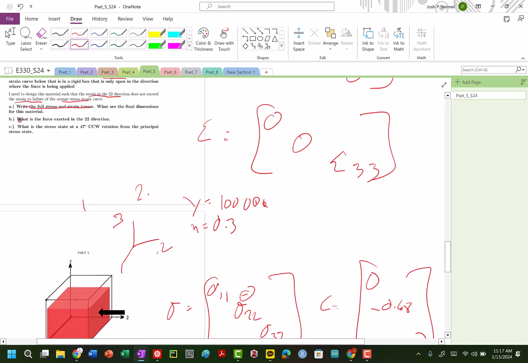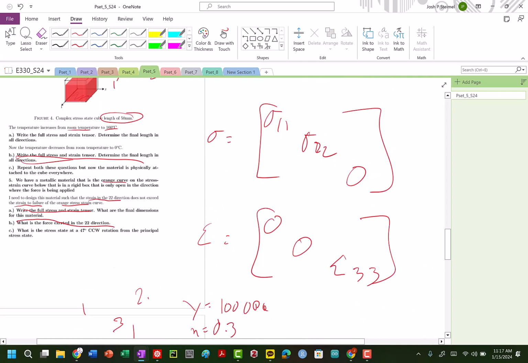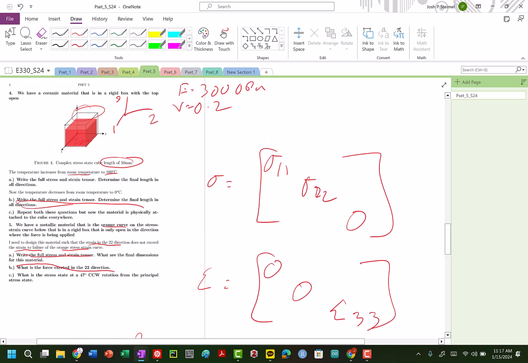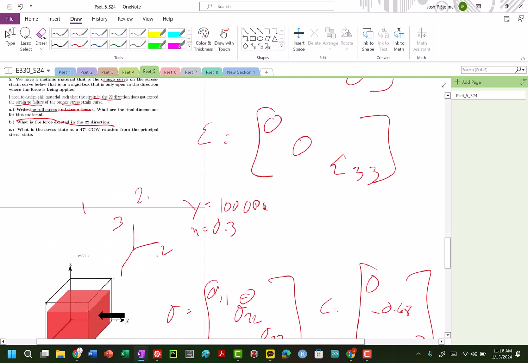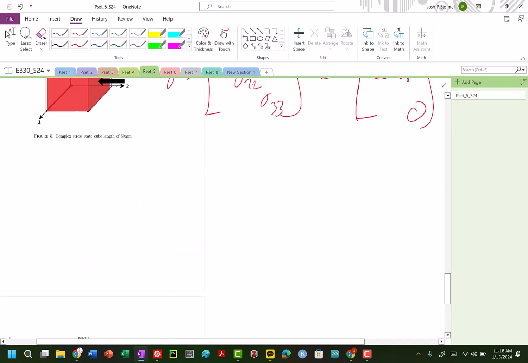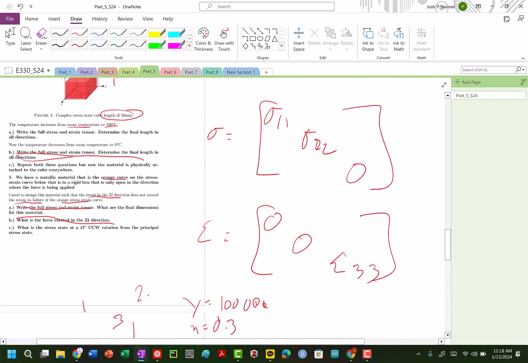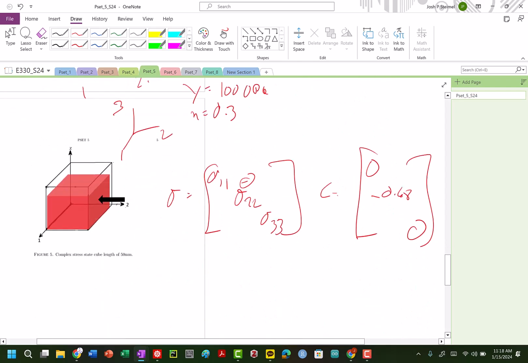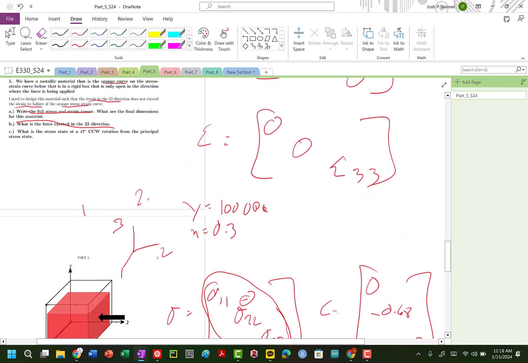Fantastic. Let's see, we got this here now. What is the stress state at a 47 degrees counterclockwise rotation from the principal stress state? So we are here in the principal stress state. Now, are we in plane stress? No. So the rest of this problem we cannot solve because we don't have those tools. You're going to have to come and visit me in a more advanced course for that answer.